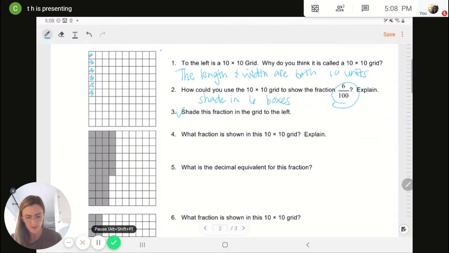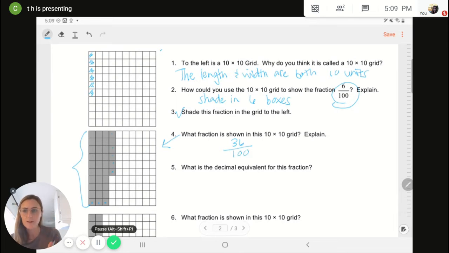What fraction is shown in this 10 by 10 grid here? So it's talking about this one. So now I have 1, 2, 3, and I know that this height is actually 10. So I have 30 here plus 1, 2, 3, 4, 5, 6. So this is 36 out of 100.